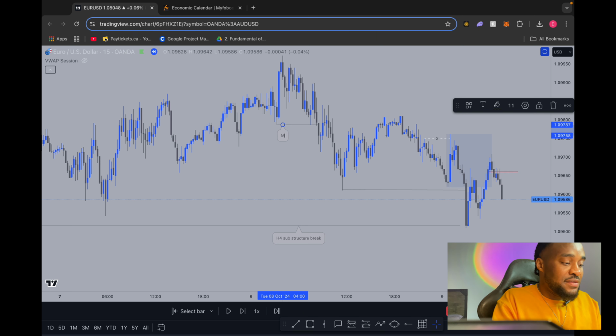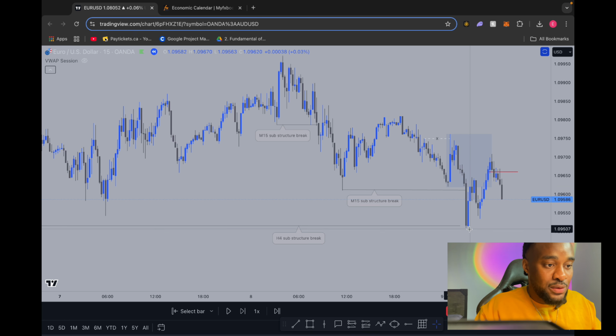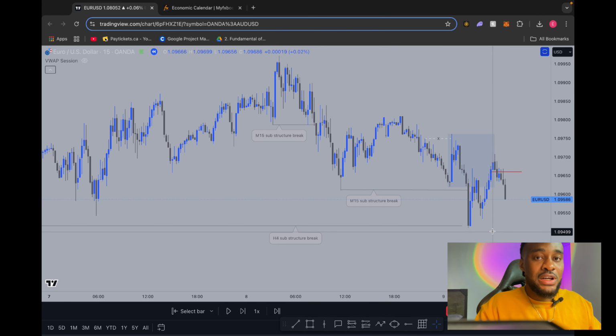So right now we have M15 substructural break, and here we have another M15 substructural break. All right, this is the leg that we're working with. The most current substructure is what we're working with, and within it we have a POI that meets criteria. So now I'm going to label this POI as well.